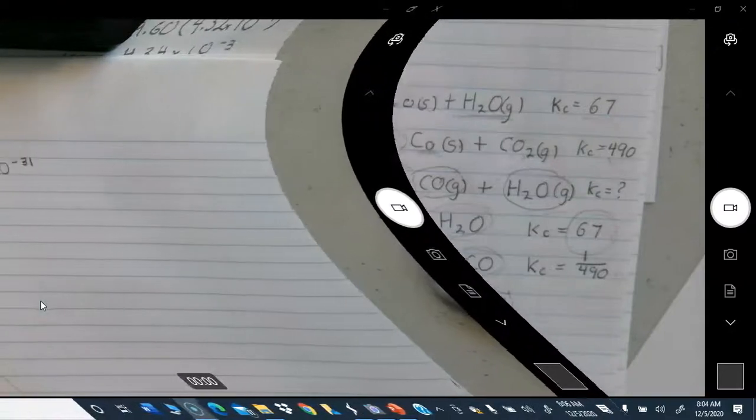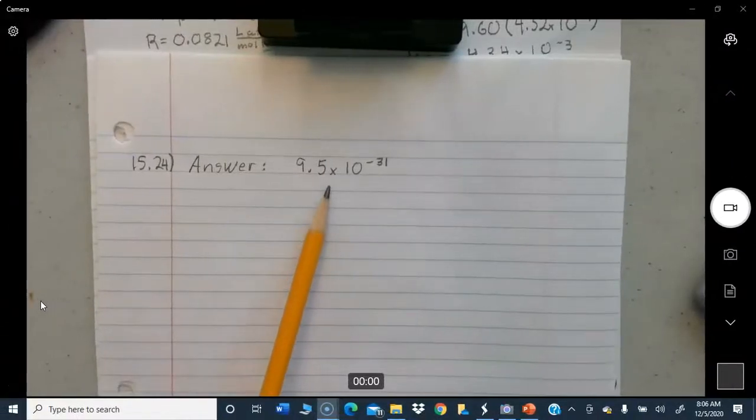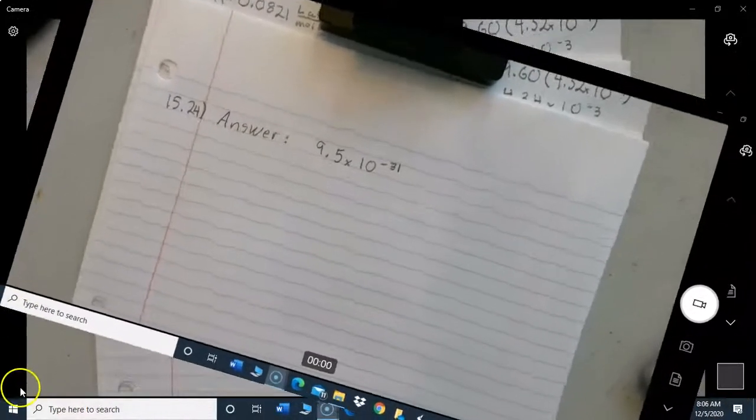All right, so 15.24 is exactly the same type of problem as 15.23, the one we just did. So what I'm just going to do is give you the answer. There it is right there. So work it through and see that you come up with that answer.